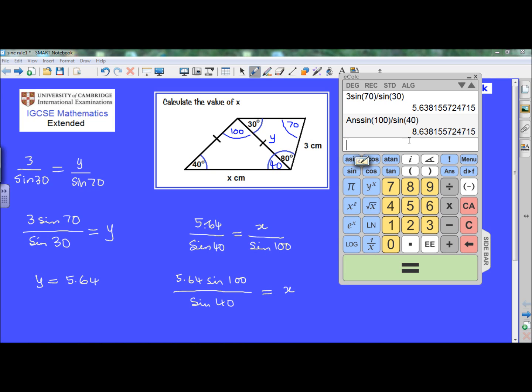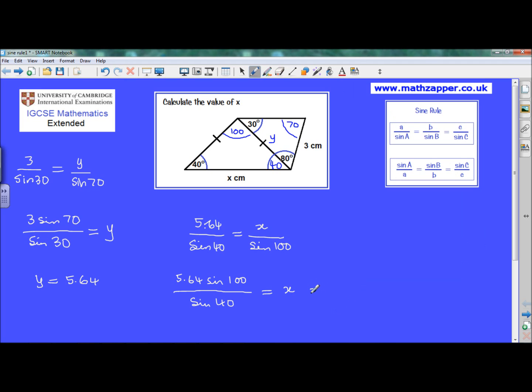But in an exam, you would be expected to write all that out. You can write it to 3 significant figures, so that would be 8.64 centimeters to 3 significant figures. And if you put 3 significant figures in brackets at the end, the examiner will know that your answer has been rounded to that number of significant figures, and you will not lose out on any marks. But the answer to that problem is 8.64 centimeters to 3 significant figures.